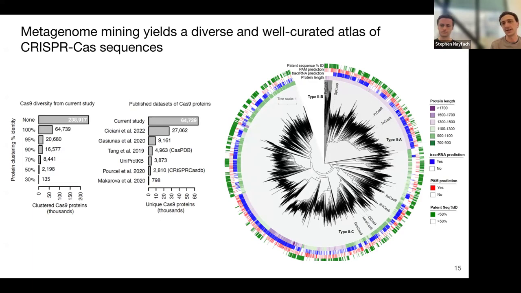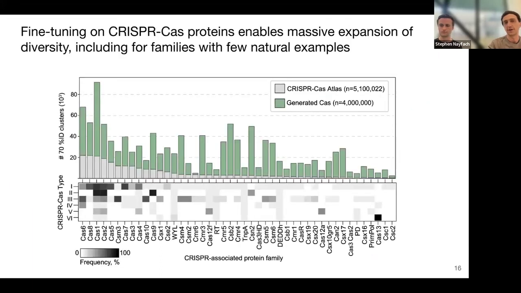There's a large diversity of protein sizes and actually also quite a bit of novelty with respect to patent databases. And so now I'm going to hand it over to Jeff, who will discuss how we utilize this data set to model CRISPR-Cas proteins generally.